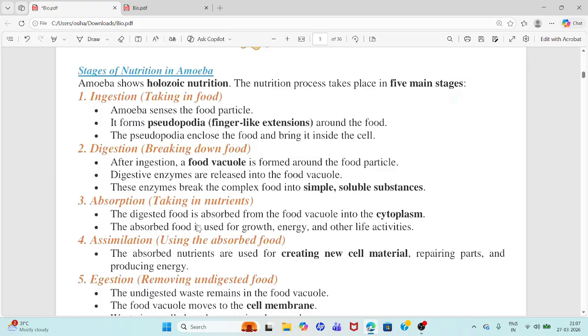So see here, ingestion means taking in food. It means the amoeba detects a food particle in its environment and then it captures. It extends temporary finger-like projections like pseudopodia to surround the food, and then enclosure. These pseudopodia fuse, trapping the food and a small amount of water inside a food vacuole.